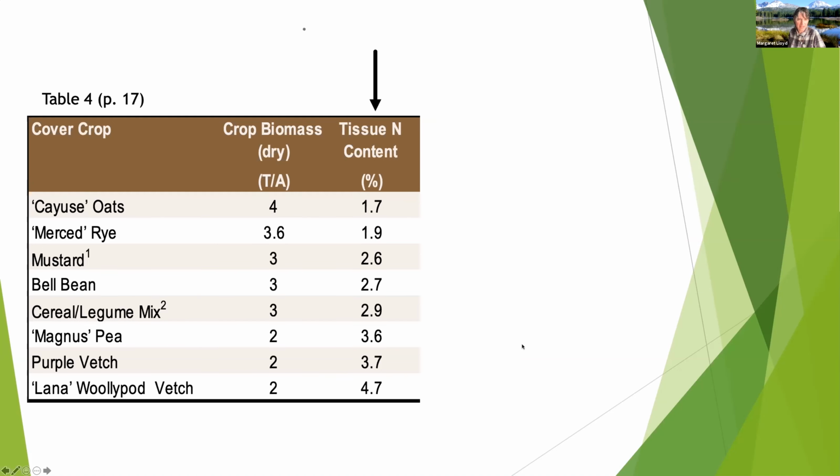And building on the table we looked at earlier, we can see our top 2 candidates here as a cereal cover crop, where the tissue N content is less than 2%. And as we scroll down, these vetches are among the highest at 3.5, 4.5 or so % tissue N content. And again, these mustard, bell beans, and mixes are intermediate. So you can see the sort of decision and challenge here in choosing biomass and tissue N content.